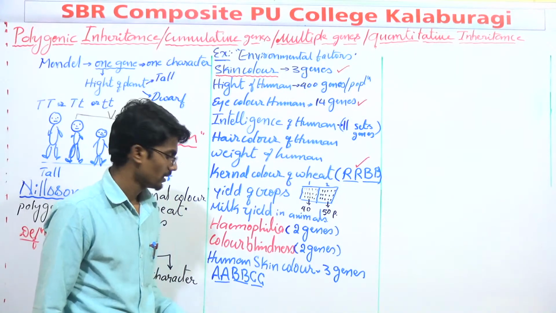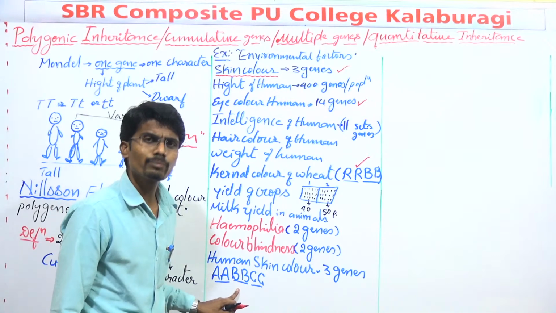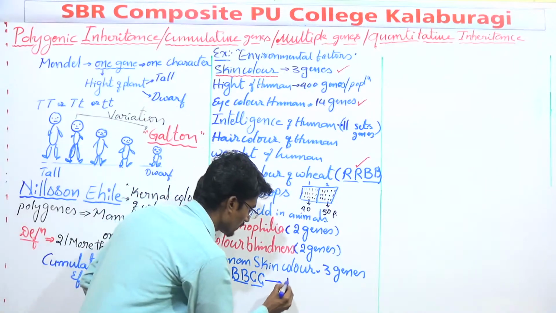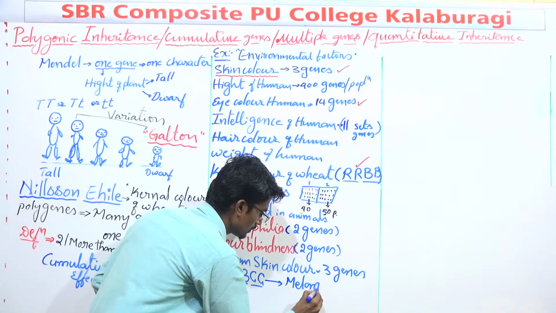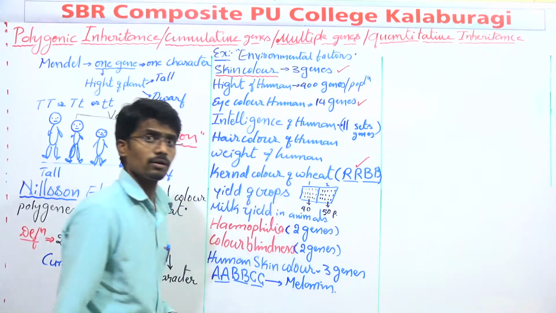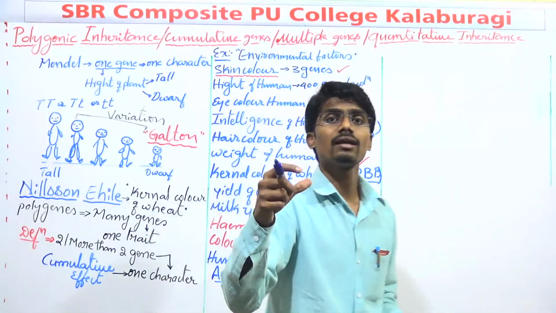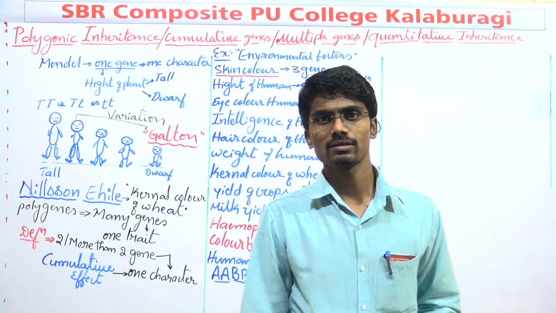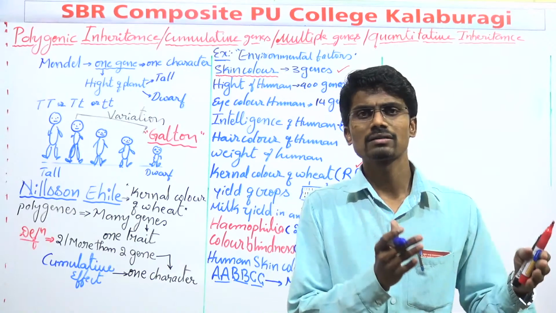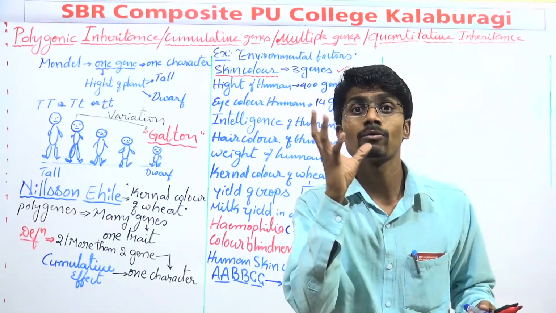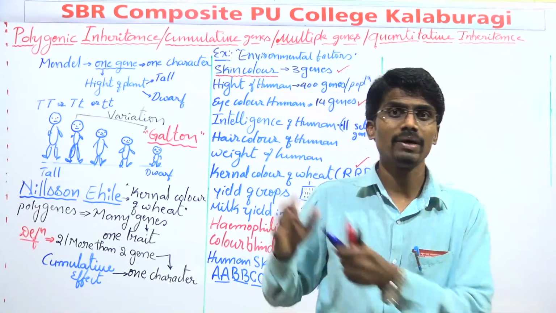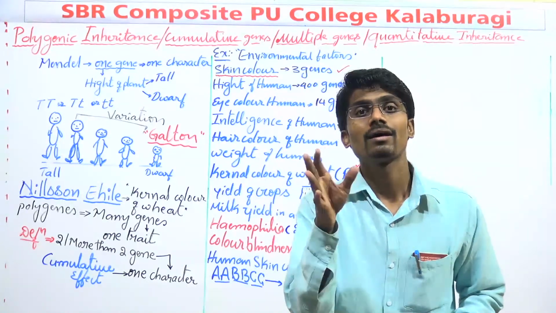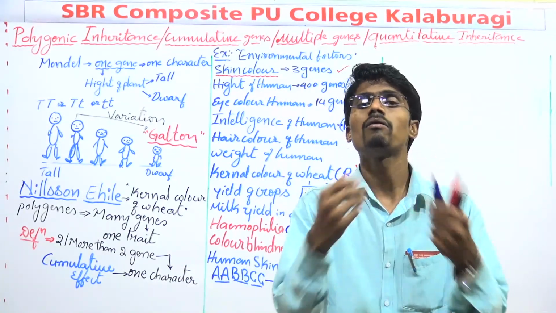How are they responsible? We know that these 3 genes are very important for the synthesis of one skin pigment. What is that? That is melanin. Because of the quantity of melanin, skin color varies from one person to another. You might see Africans are very black because they have more melanin, and Americans are very white because they have less melanin or no melanin.